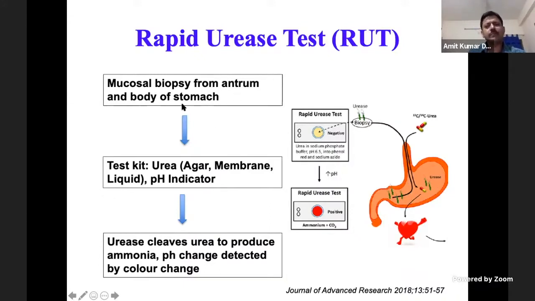Then there are multiple kits available for this rapid urease testing, but what they all have in common is that they have urea and they have a pH indicator. So again, like in the breath test, if the biopsy specimen contains H. pylori, the urease activity of the bacteria is going to break down the urea into ammonium and carbon dioxide. This leads to a change in the pH, which is detected by the pH indicator. So in a positive test, there is a change in color, and that's how we detect a positive test.